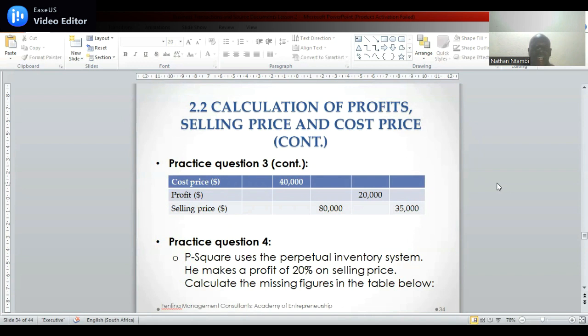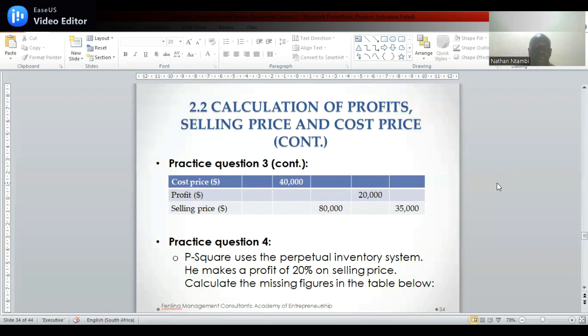And then the one which is showing 20,000 profit, you will be required to calculate the cost price and the selling price. The last one is 35 selling price. You will be required to calculate the cost price. And if you want, you calculate the profit.